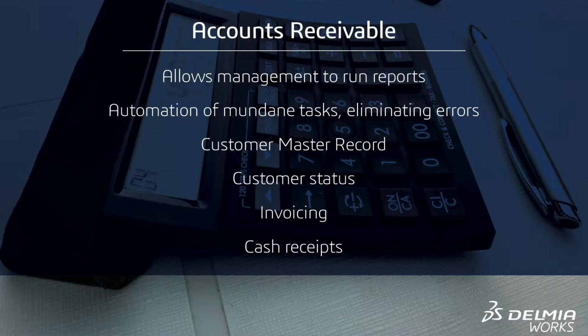The processes that are built into the Accounts Receivable module allow users to automate many mundane tasks, eliminating many of the errors that are inherent in a manual system. We will also be exploring the Customer Master Record, including setup and feature listing, as well as the Customer Status, where users can review the current activity of a customer and where they stand with their receivables. Finally, we will take a look at the invoicing and cash receipt processes.